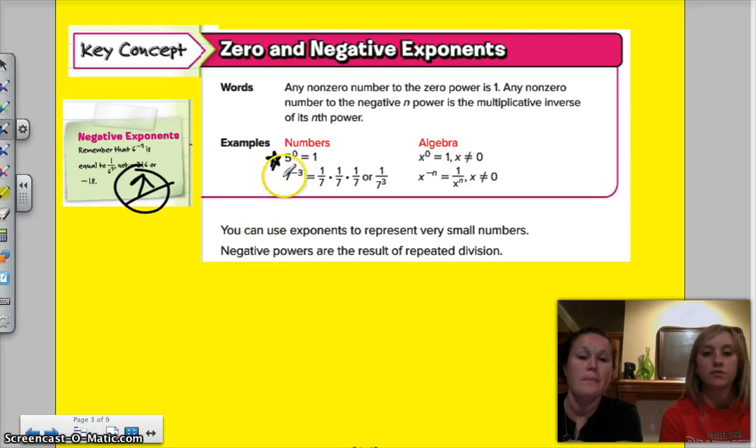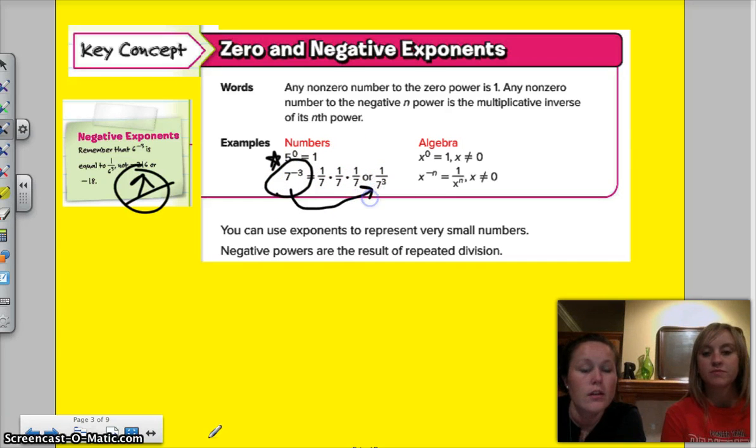Okay? Now, we also have 7 to the negative 3. Notice what happens to it. Here's the reason why it works. What I want you to see is this and what happens to it. Where did it go? To the bottom. To the basement. Yep. So any negative exponent becomes positive and goes downstairs. All right. Now, 2 points here. You can use exponents to represent very small numbers, and negative powers are the result of repeated division.